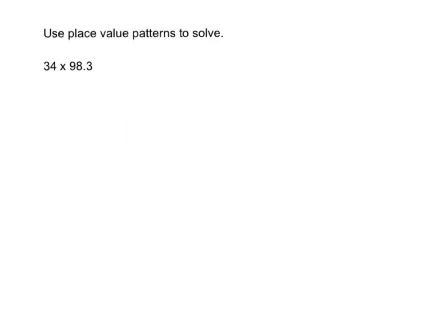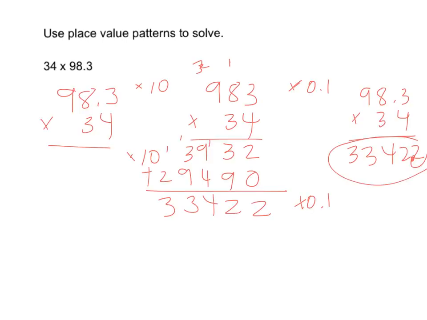Okay, on to the next problem. We're using place value patterns to solve this problem. Your product should be 3,342 and 2/10. Your work should look similar to mine. We should be able to see where you're multiplying to get this to be a whole number, and then where you were undoing that to get it back to having decimals. So make sure that you include that in your work.